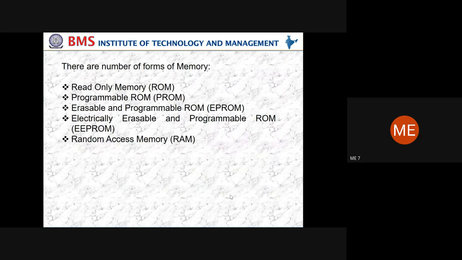When it comes to the different forms of memory, we have the read-only memory and the random access memory. When it comes to read-only memory, we can understand that the ROM is nothing but a one-time memory. It is non-volatile. That is, the content that has been written in the ROM will not get erased whenever a power fluctuation or something wrong happens to your microprocessor.